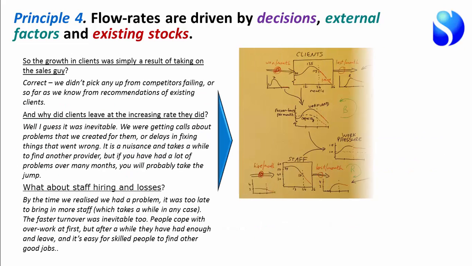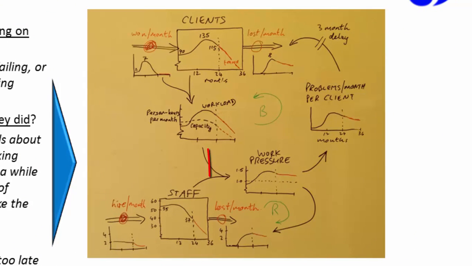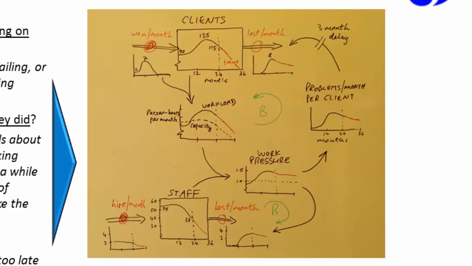So now all I've added in this diagram is what caused the staff to leave at that increasing rate. Well, guess what? It was the work pressure. All I've done at the top right is what caused the clients to leave at that rate. Well, it was the increasing problem rate that they were experiencing. But there's a delay. I experience a problem rate today, and it takes me 3 months to find a replacement service provider. So I'm not going to leave for 3 months until I've found a good replacement.